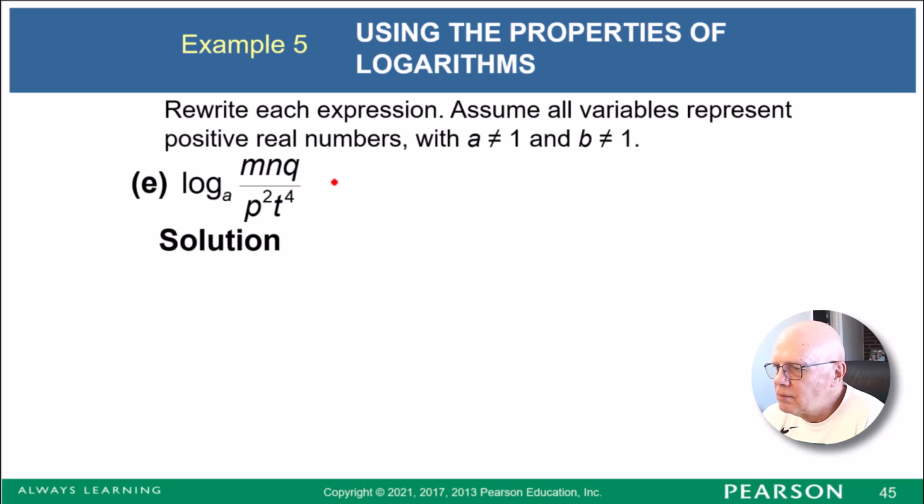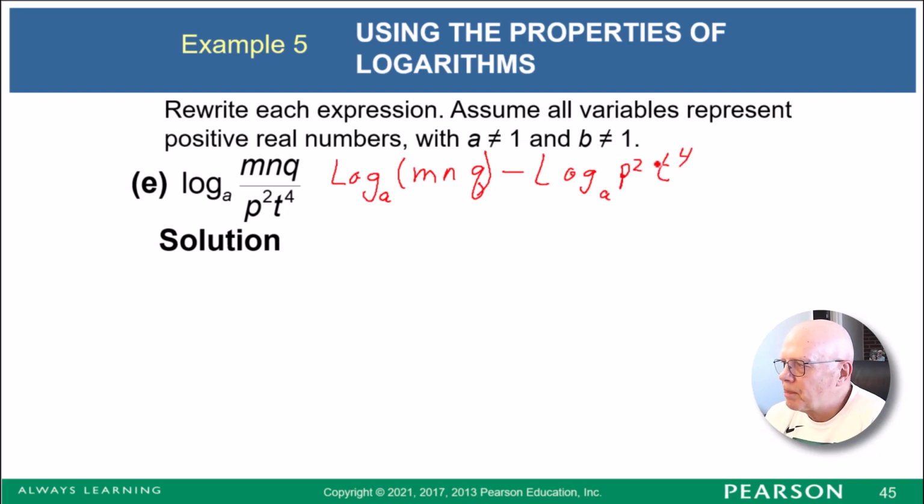So one thing you can do is log base A, and you got m and q. It's going to be divided by what's in the denominator, so we're going to subtract logarithms, and you'll have log base A of p squared t to the 4th. This gets a little bit interesting. T to the 4th, sorry.